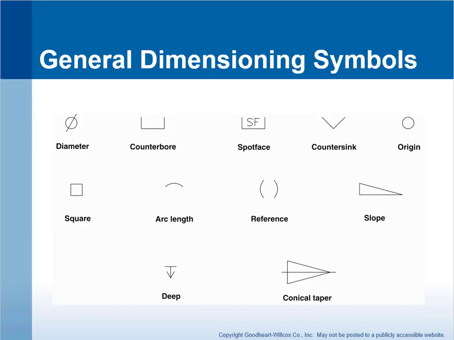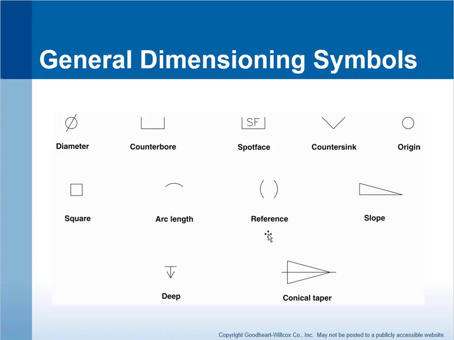Okay, let's start with our general dimensioning symbols. Some of these you have seen before. Okay, we have the diameter symbol, a counterbore symbol. The spot face symbol kind of looks like the counterbore, except it's got SF. There's the countersink symbol, an origin symbol, square, arc length.